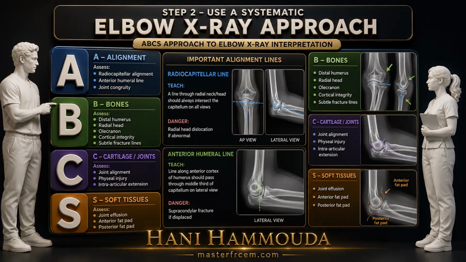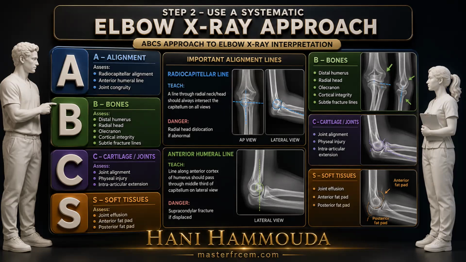Coming to the joint, we should see any widening of the joint, and we will look for any physeal injury in case of a child. And if any fracture or any etiology is there, then we need to check whether there is intra-articular extension or not. Coming to the soft tissue, we need to see the joint effusion. We need to see the fat signs.